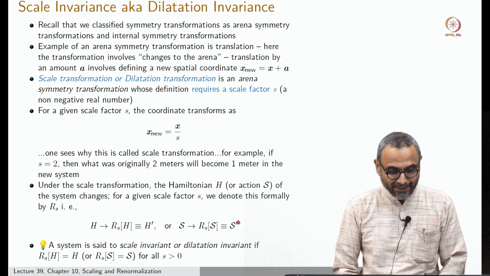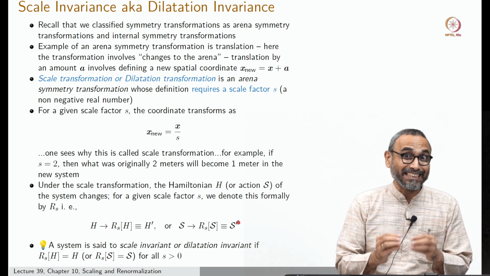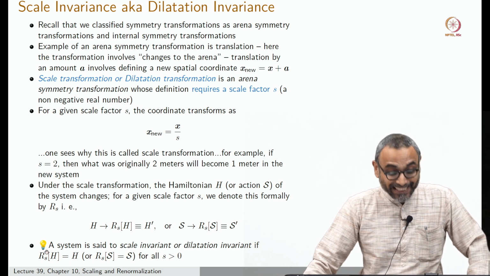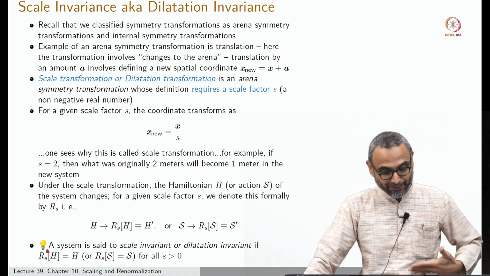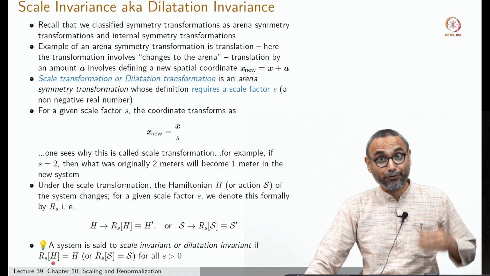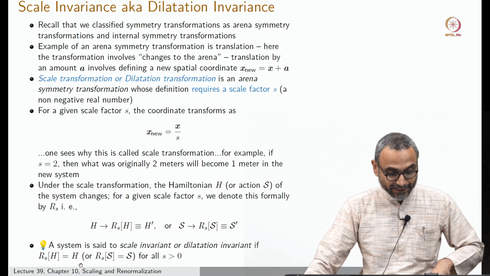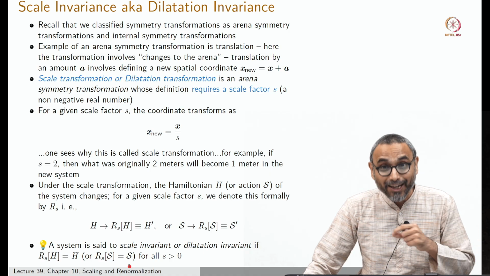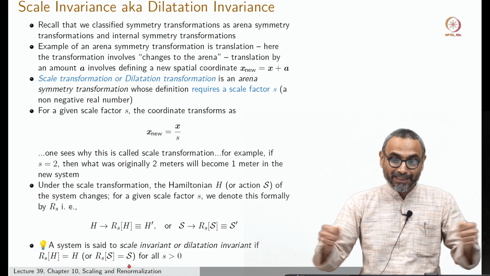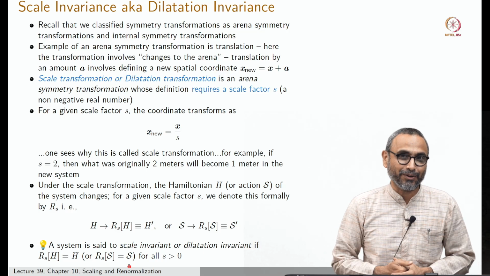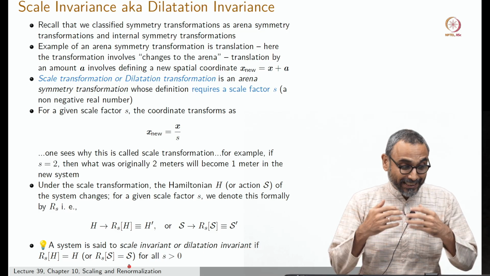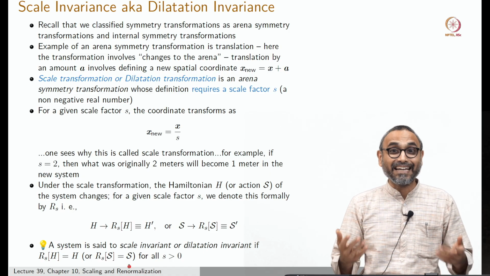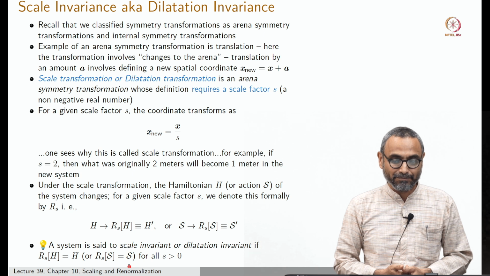Okay. So when do we say that a system is dilatation invariant or scale invariant? We say that the system is dilatation invariant or scale invariant if RS of H turns out to be H, or if RS of the action is the same action for all S greater than 0. So however much you scale, you will come back to the same Hamiltonian. So this is when we say that a system has scale invariance or dilatation invariance.